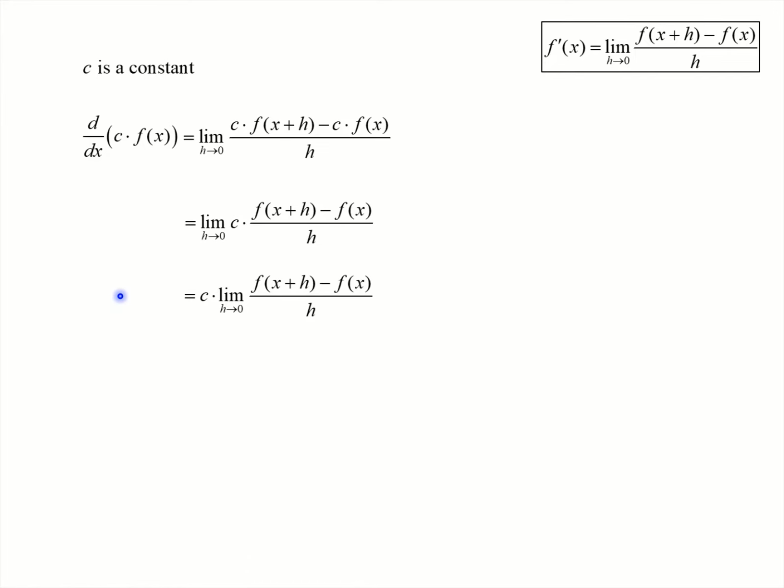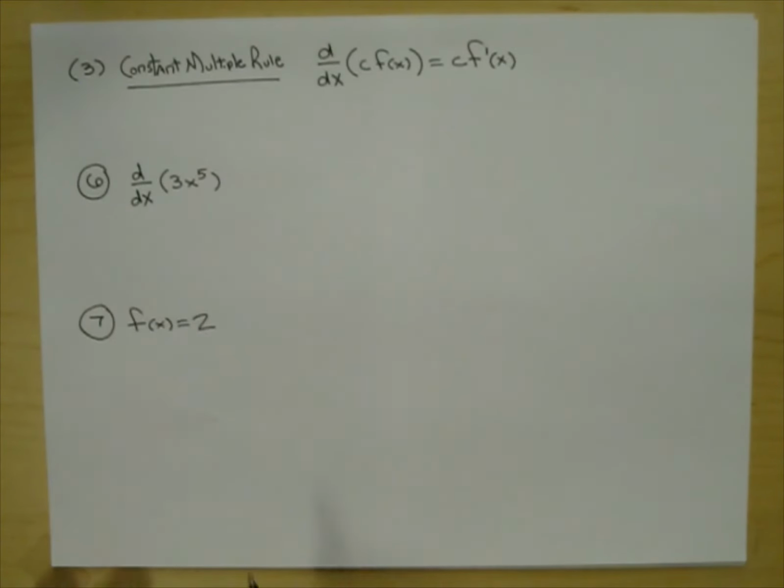And now this part right here looks just like the definition of the derivative of f. So it just says when you go to take the derivative of a constant times a function, it really is the constant times the derivative of the function. Now, if this still looks kind of weird to you, let's go do an example on the piece of paper. So let's get back to some examples.